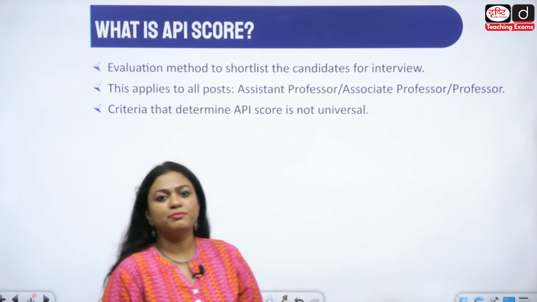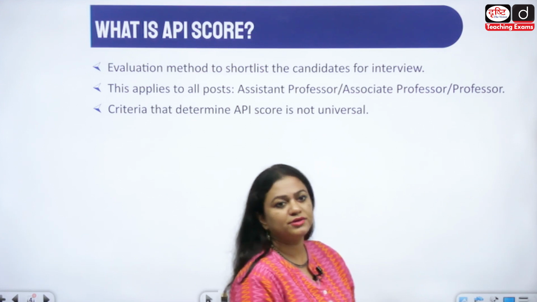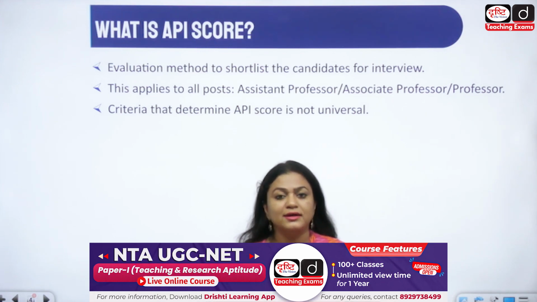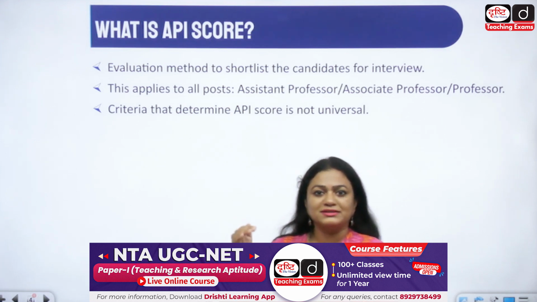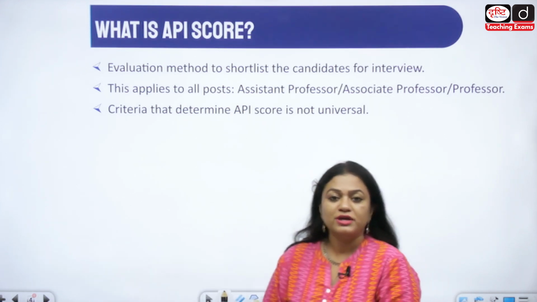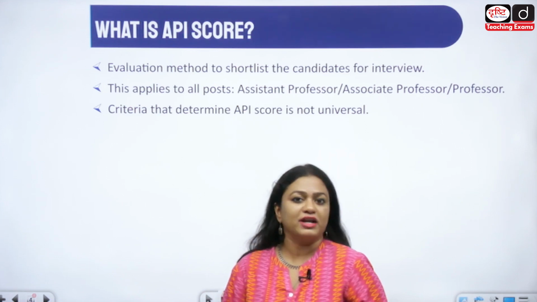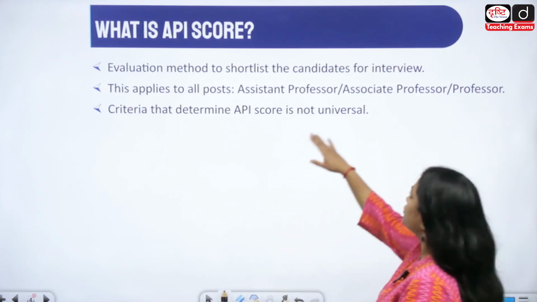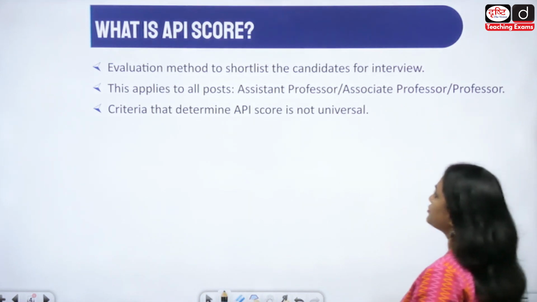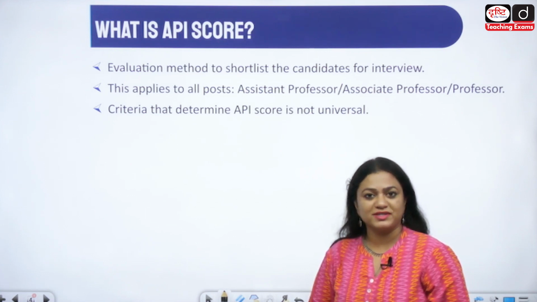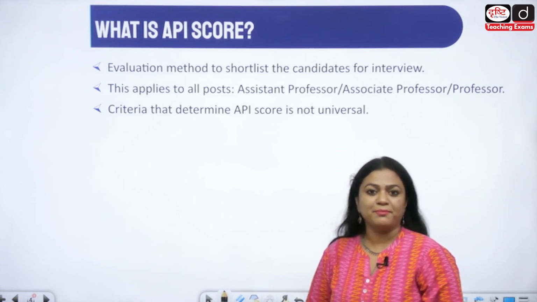Similarly, for the post of assistant professor, how can you screen? There are so many candidates. How can you shortlist the candidates for the interviews? So API score is used there. It is like an evaluation method to shortlist the candidates for interview, and this applies to all posts: assistant professor, associate professor and professor.